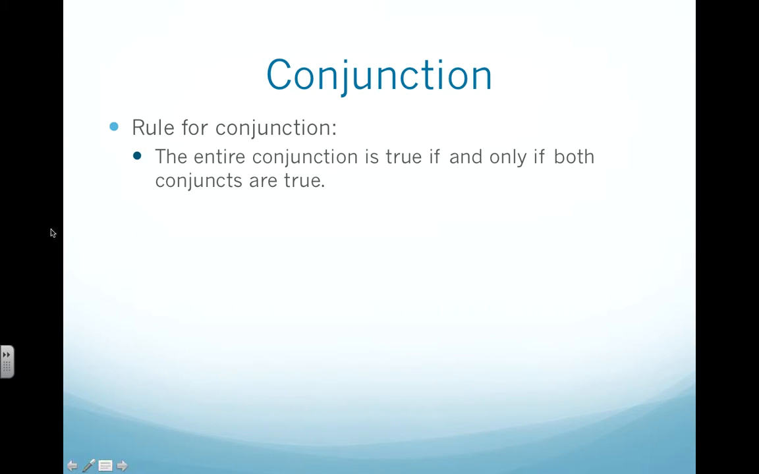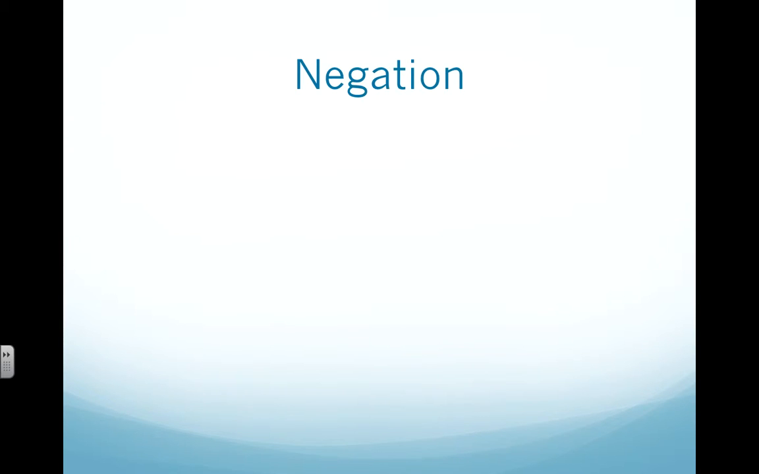Okay, so our rule for conjunction is this. The entire conjunction is true if and only if both conjuncts, if both sides of the conjunction, are true. Okay, so that one should be pretty easy to remember. If you've got T's on both sides, then you can have a T in the middle, but otherwise it's going to be an F in the middle.